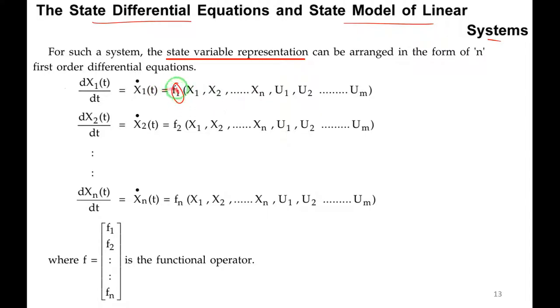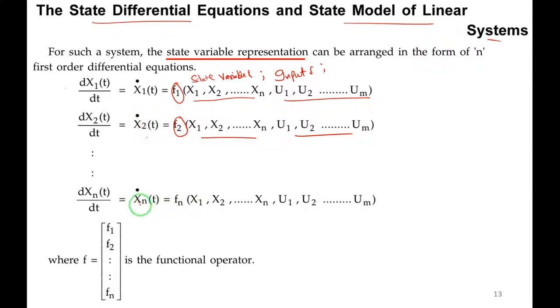F is a functional operator. F1 depends on the state variables and the inputs. So if I differentiate x1 with respect to time t, x1 dot of t is a function of the state variables and the inputs: state variables x1 to xn, inputs u1 to um. Similarly x2 dot of t also depends on the state variables and the inputs. So f2 is the second functional operator corresponding to this x2 state.